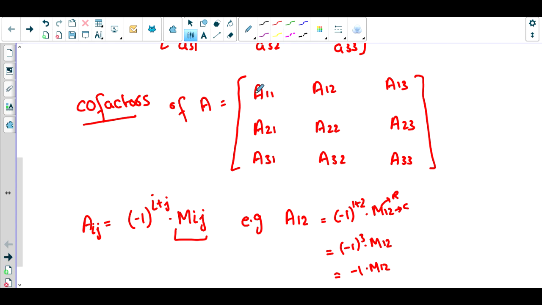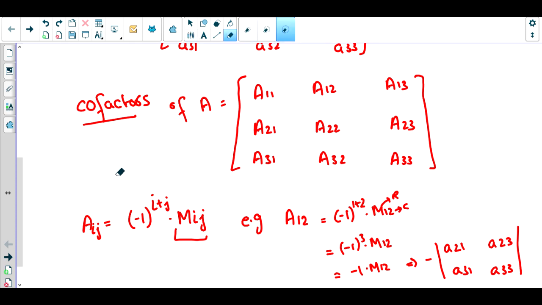So we remove the first row and second column from the matrix. We are left with a21, a23, a31, a33. This is a cofactor taken from the matrix itself. So we have -1 into the determinant of a21, a23, a31, a33. We will solve a question at the end. If you have any doubts, this is just a revision of how to find cofactors.